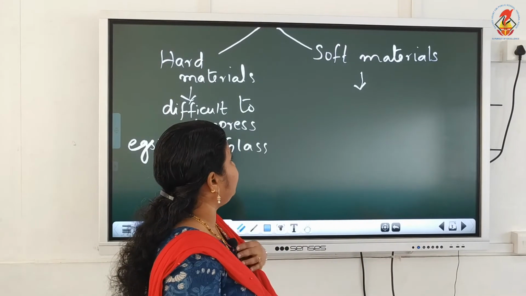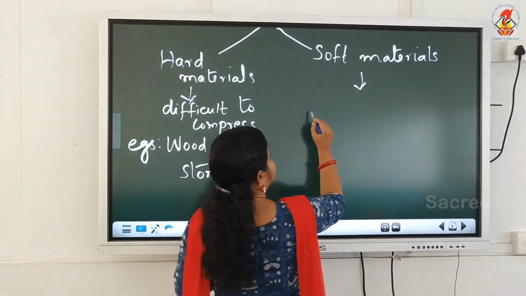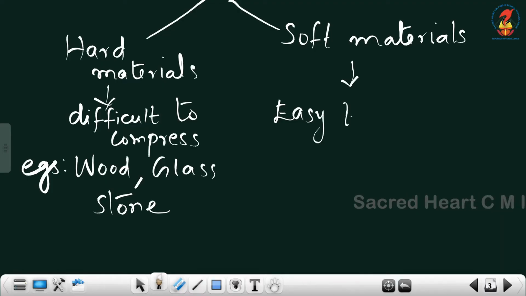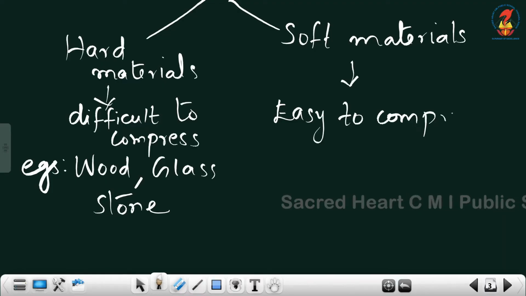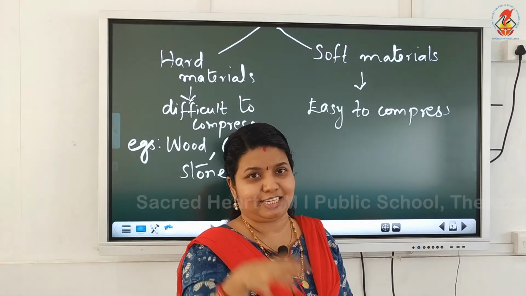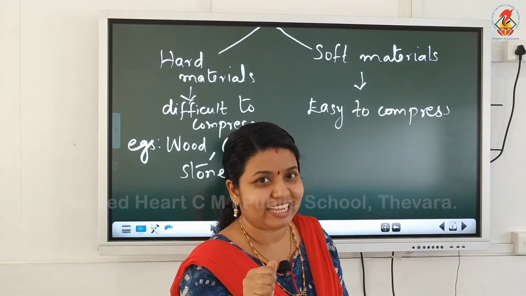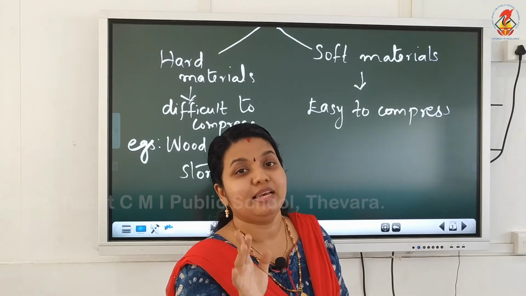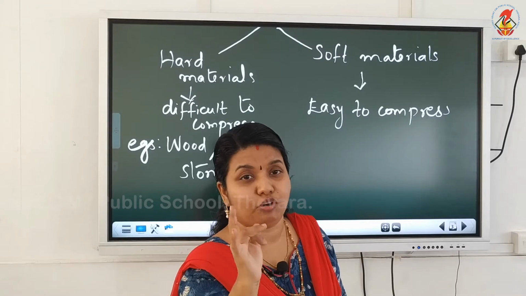Now, coming to soft materials. Materials which are easy to compress, like sponge, cotton, etc. When you apply force on it, they change their shape. They are easy to compress. Such materials are known as soft materials.